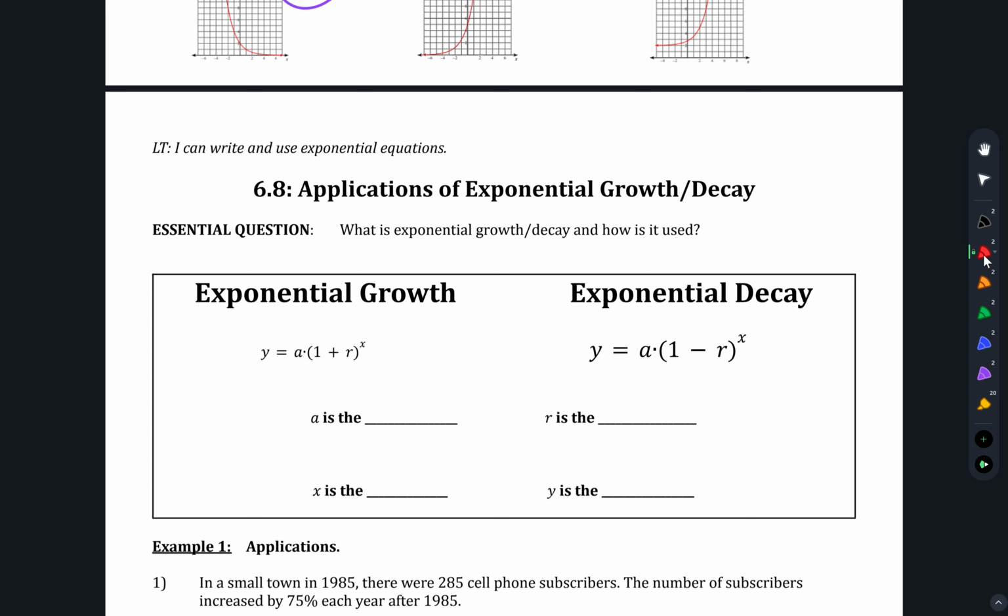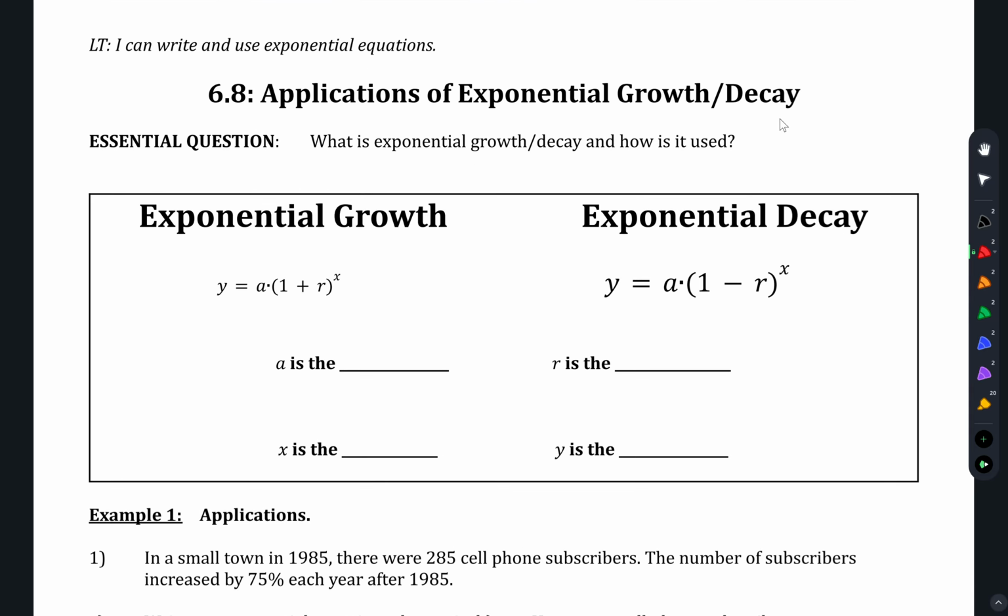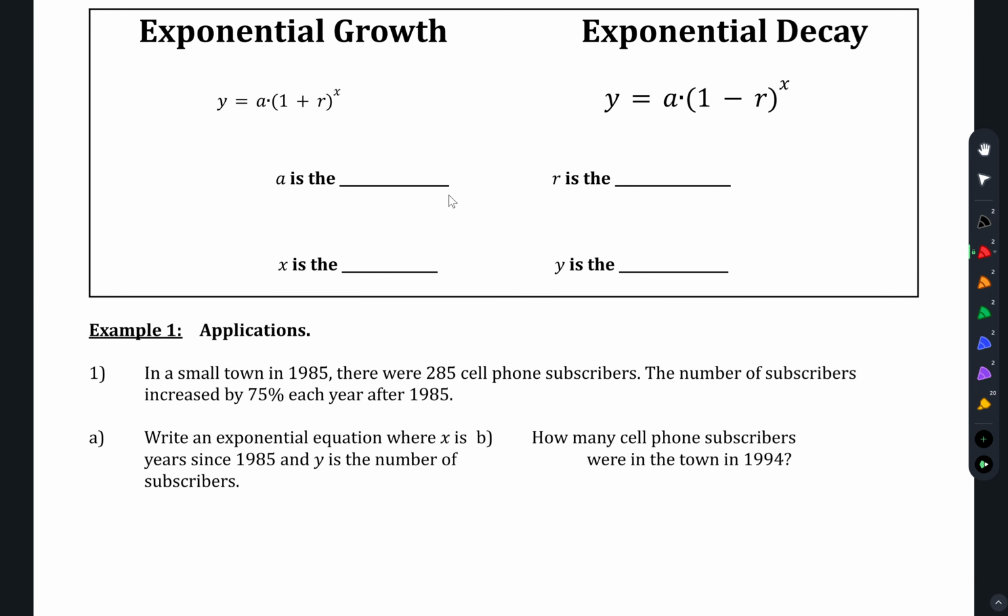Okay, so for 6.8 applications of exponential growth and decay, we remember these two formulas from yesterday's lesson. We're going to talk about the parts again, just a little bit differently. So again, we're going to start off with the a value here. The a value represents the initial value. Previously, we've been calling this the y-intercept, which it is, but we're going to refer to it as initial value for the purposes of our application problems.